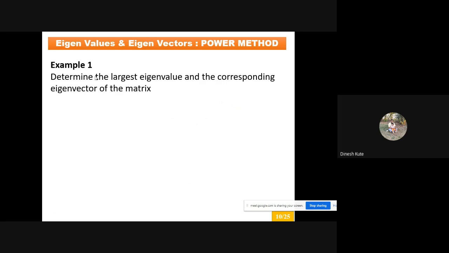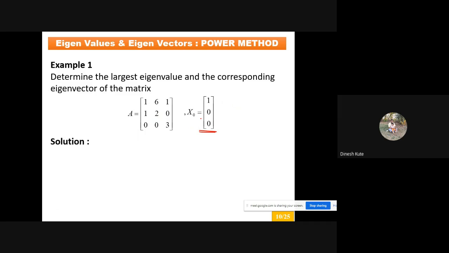Okay, so the question is like this: determine the largest eigenvalue and the corresponding eigenvector of this matrix using the power method. Here we have to find only the largest eigenvalue, not the remaining eigenvalues, and its corresponding eigenvector. Just for simplicity, here I will take a matrix of order 3 by 3, but you can repeat this process for a matrix of any order. Here I also mentioned the initial eigenvector, which is 1 0 0.